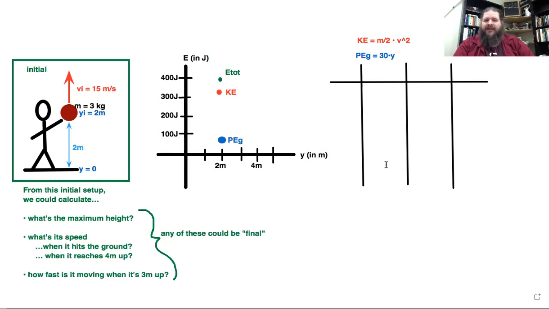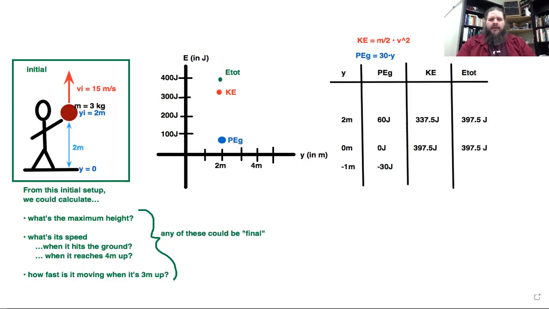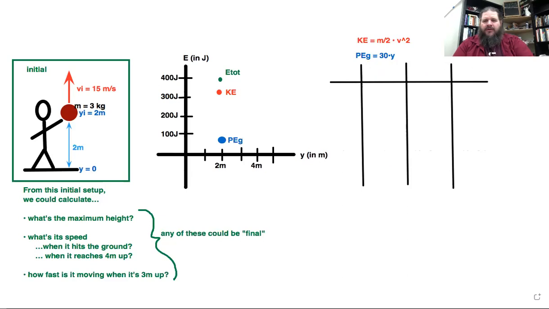Yeah, we'd have a negative value for potential energy. And that's totally possible. It is fine for potential energy to be a negative value. That just means you are below the location we were defining as 0. In fact, we could just mathematically plug in -1 meter to the equation for y. We get 30 times -1, so that'll be -30. So if the ball reaches -1 meters of height, that is 1 meter underground, it will have a potential energy of -30 joules. E total is still going to be 397.5 joules.